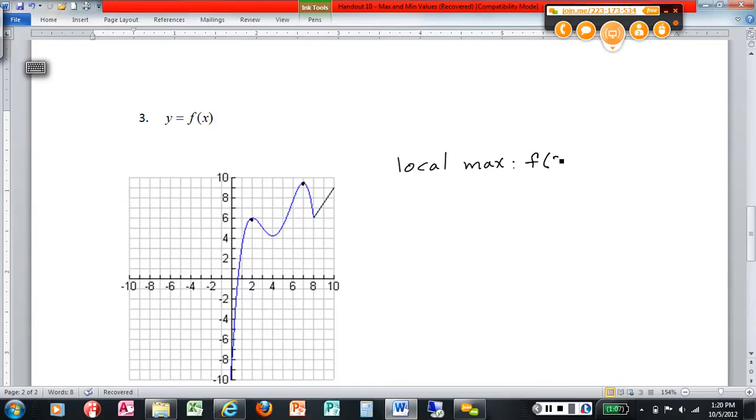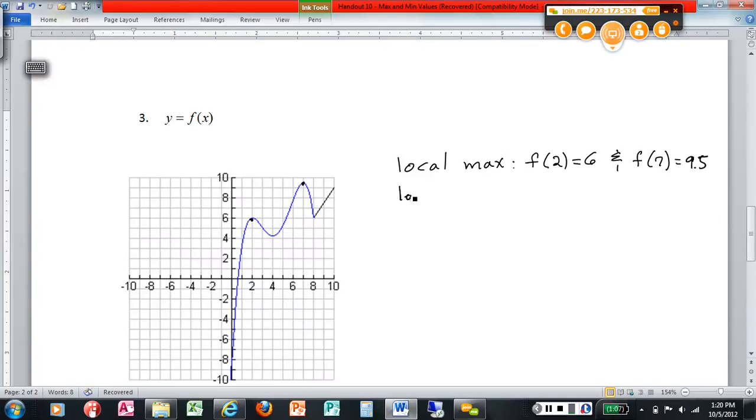Looks like f of 2 equals, well, that one's easy, f of 2 equals 6. And then also f of 7 is a local max. And that looks like it is equal to 9.5. Does that sound about right? With me on that one?